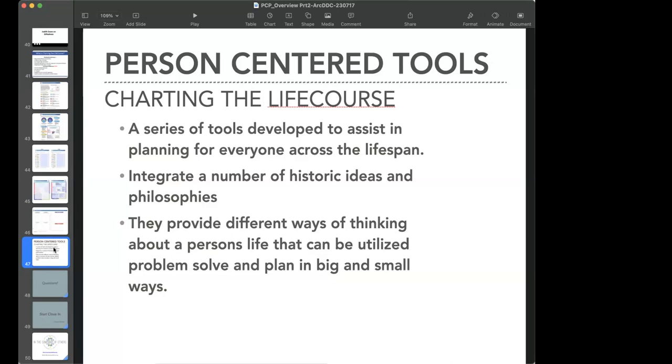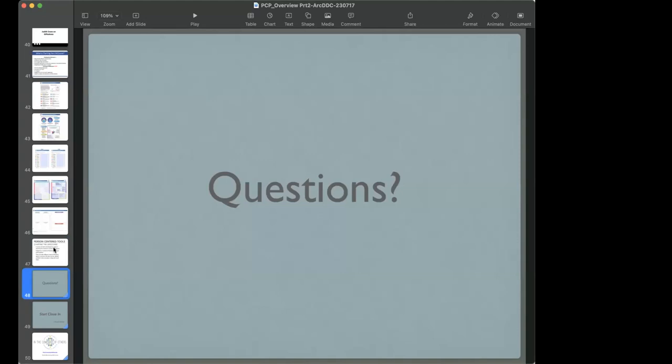And to be honest with you, that kind of brings us to the close of what tools are available and how to dive into them a little more deeply. So I'm just wondering if anyone has any questions.